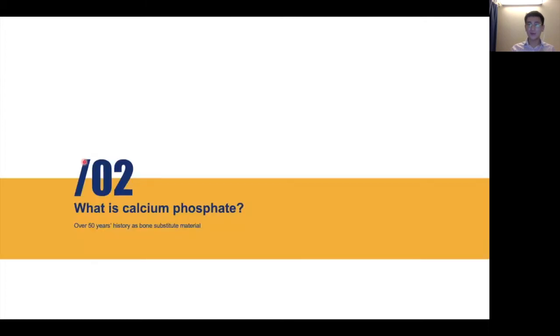And yeah, you probably have guessed this is where calcium phosphate comes into play. Calcium phosphate has over 50 years of history as a bone substitute material, and more recently, major efforts have been made to use it as a BTE scaffold material. And the reason is obvious.